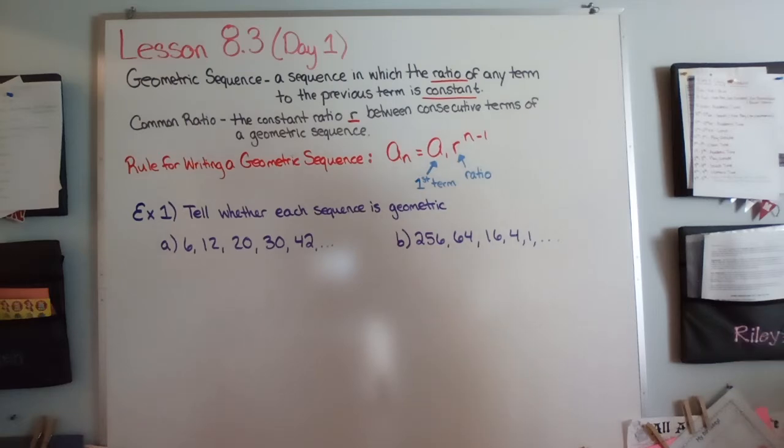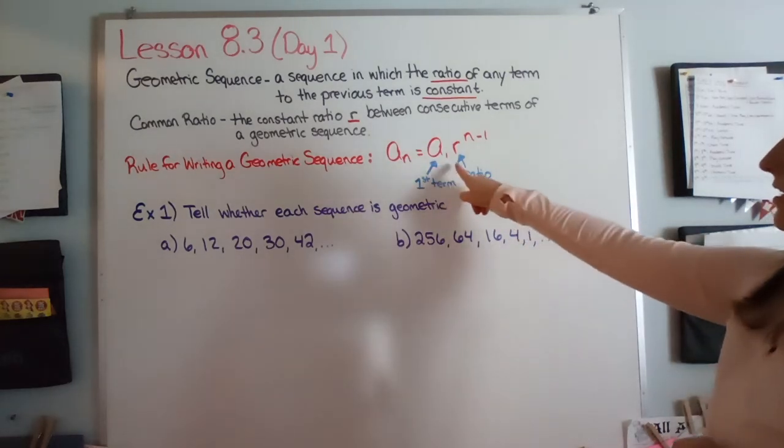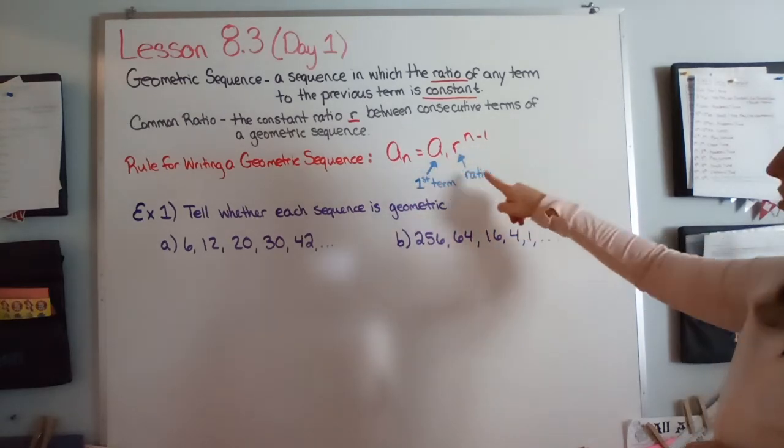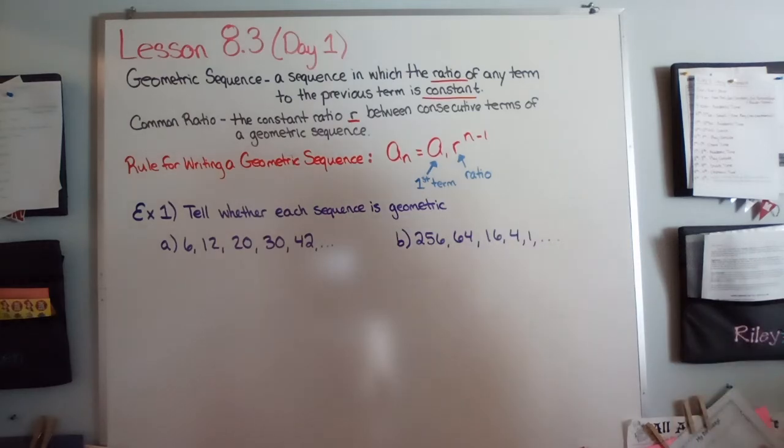So d was a variable we used for common difference. r is a variable we use for the constant ratio. And then we have a rule for writing a geometric sequence, and that rule is a sub n equals a sub 1 times r to the n minus 1. a sub 1 stands for the first term. r is the common ratio.